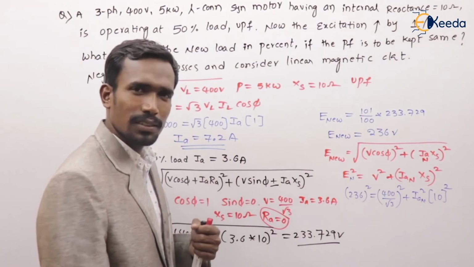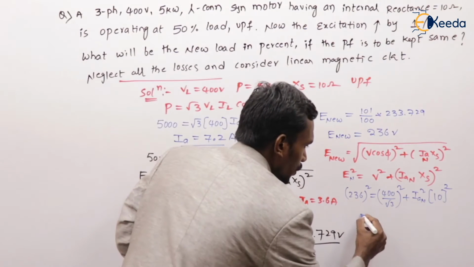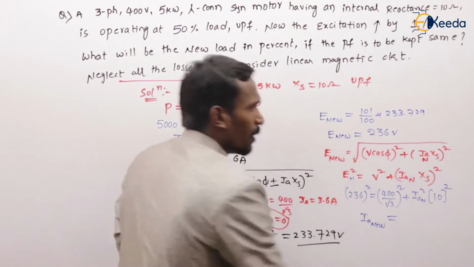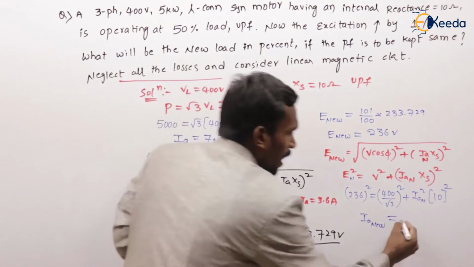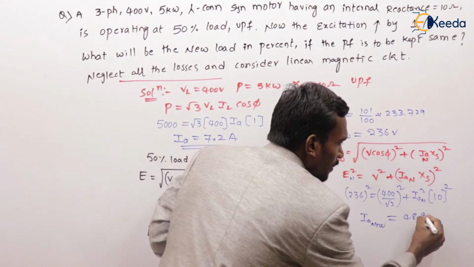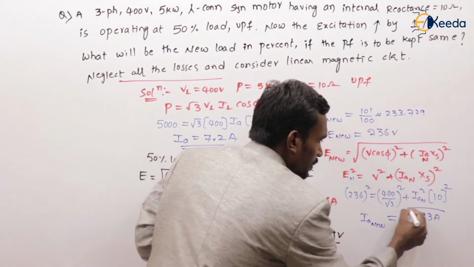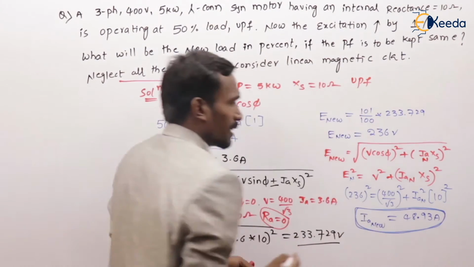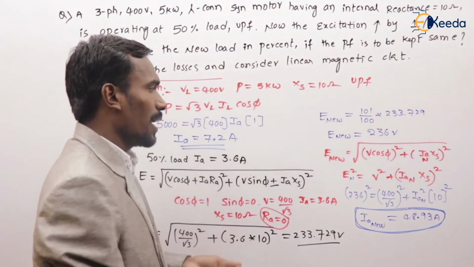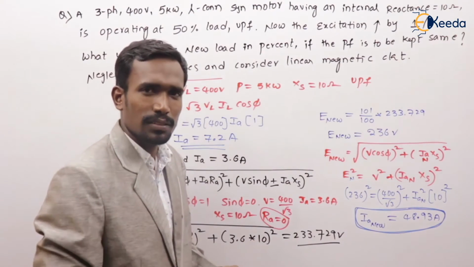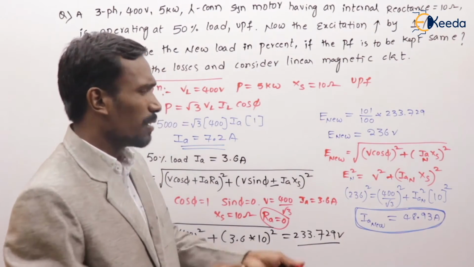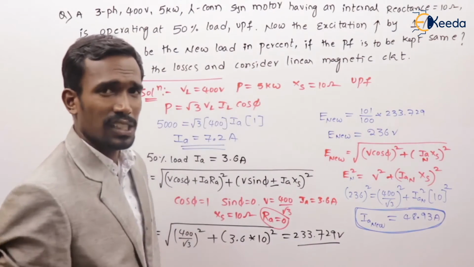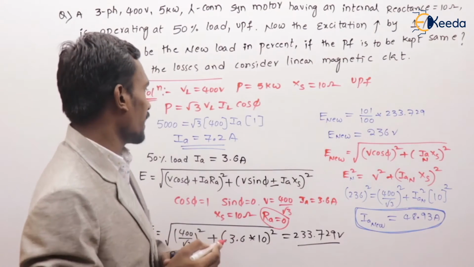By solving this, you can get the new armature current, 48.93 amperes. Sir, actually, what is my question? What is the new load in percentage?